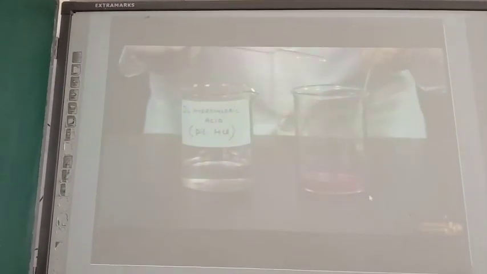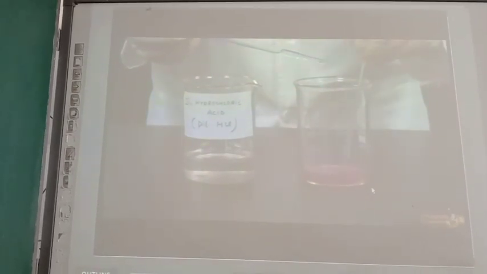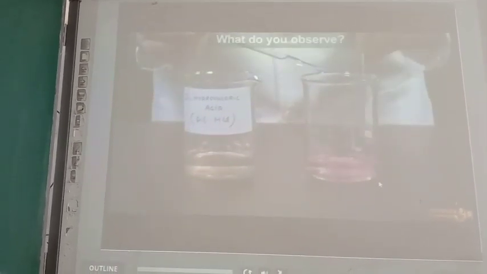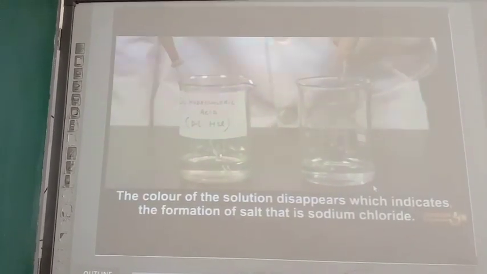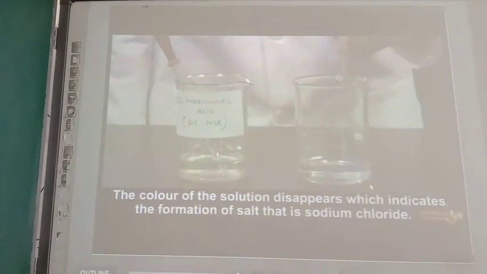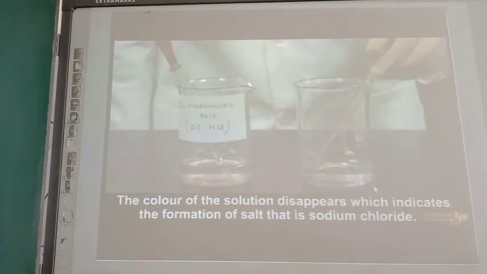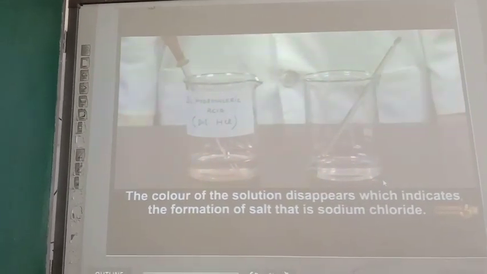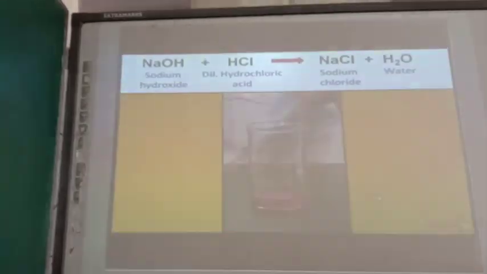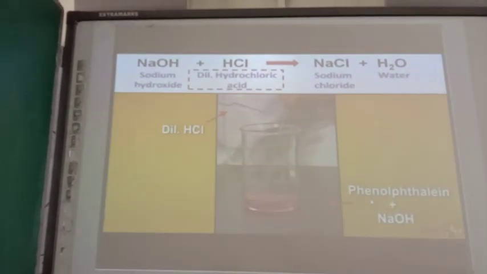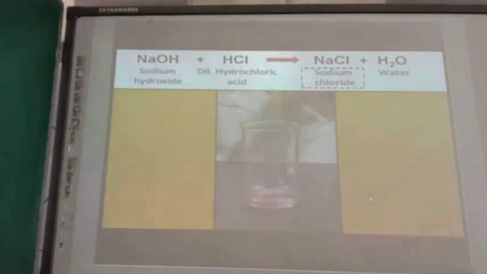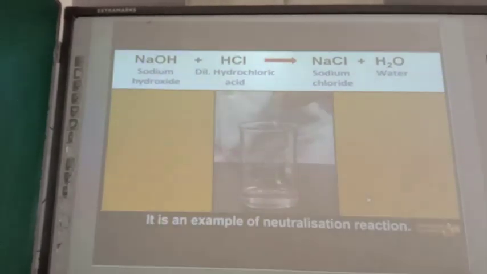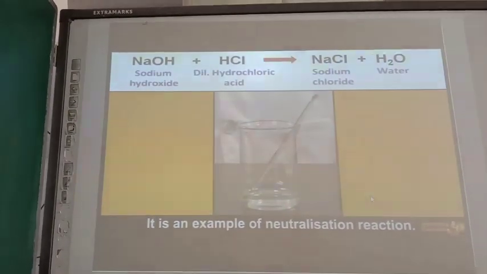Now add few drops of hydrochloric acid with constant stirring. What do you observe? Notice the color of the solution disappears, which indicates the formation of salt, that is sodium chloride. So we can say that the reaction of hydrochloric acid with sodium hydroxide forms sodium chloride and water, and it is an example of neutralization reaction.